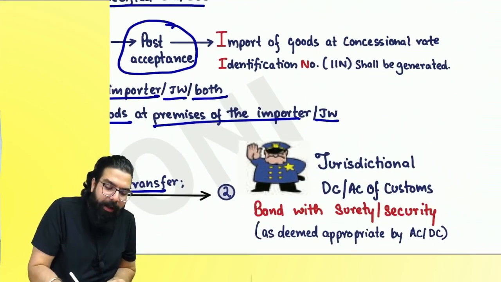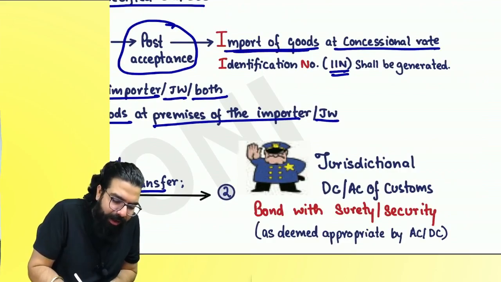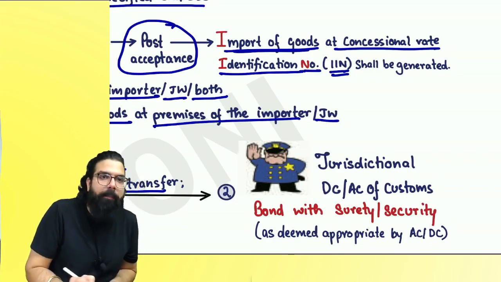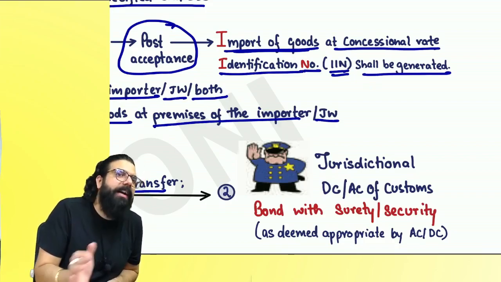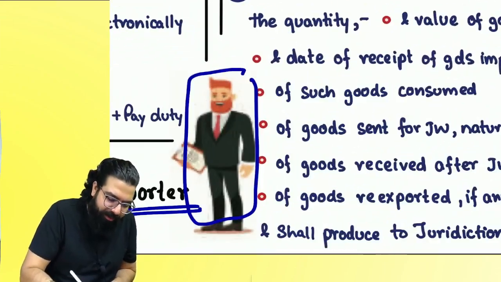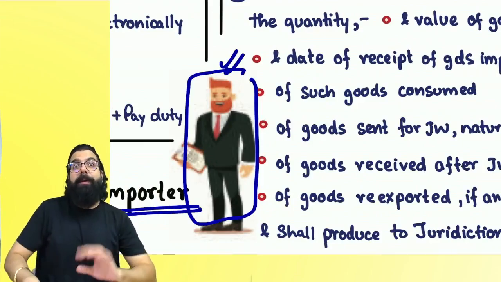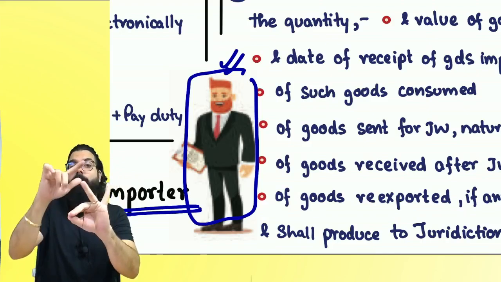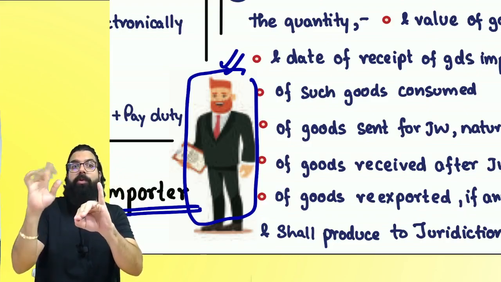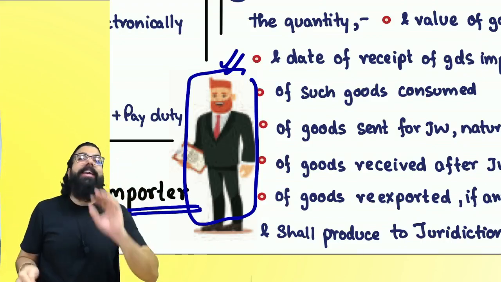Once he accepts, then an IIN number, which is the Import of goods at concessional rate Identification Number, shall be generated. IIN means Import of goods at concessional rate Identification Number, meaning your identity will be fixed. First of all, are we clear with this? You have told the department, sir, I am this person, this is what I do, this is my job worker, this is my inter unit where I want to transfer, and this is the end use which is going to be. You have informed everything. Are we clear? Now let's go ahead.